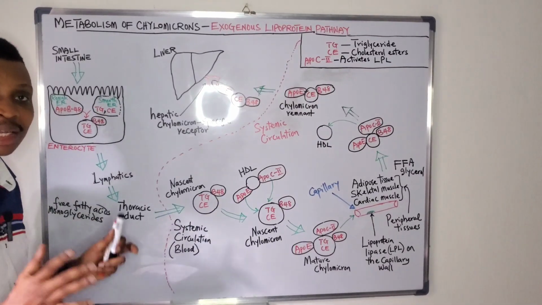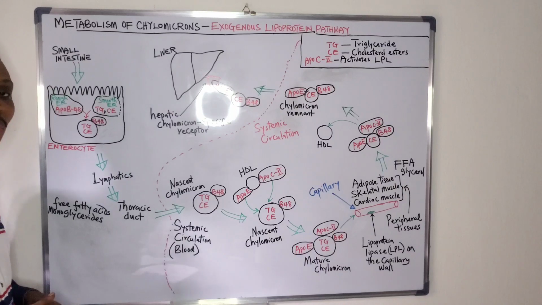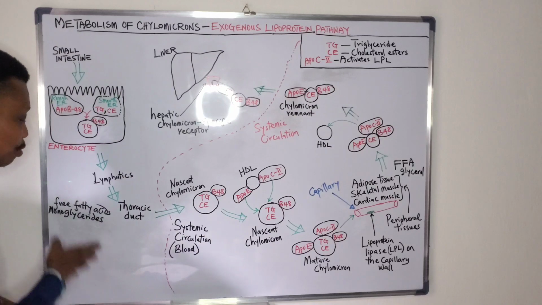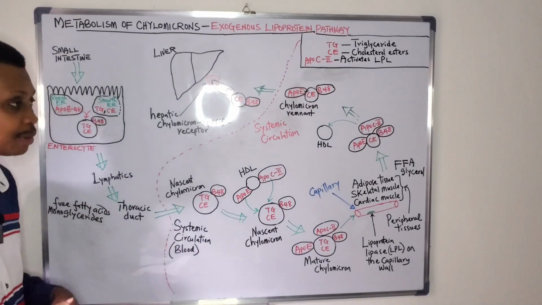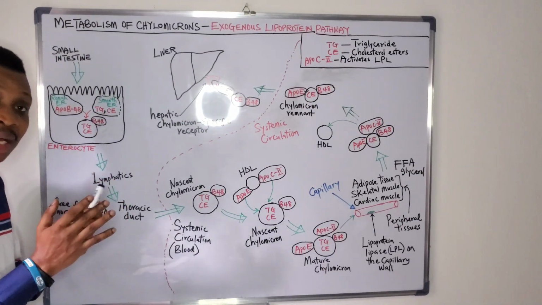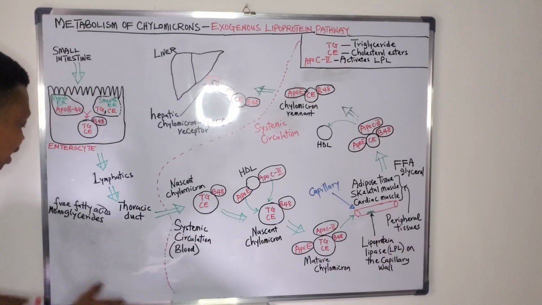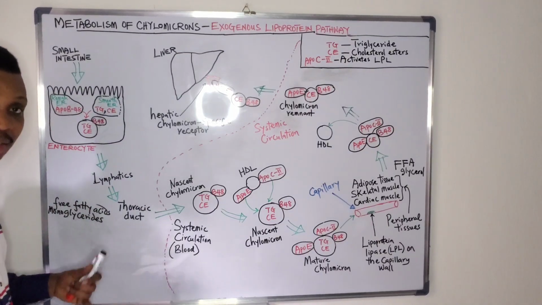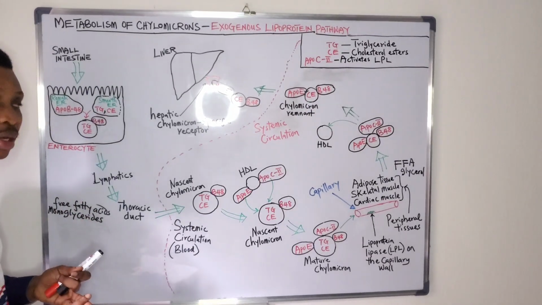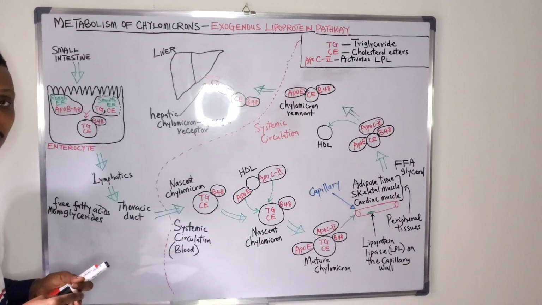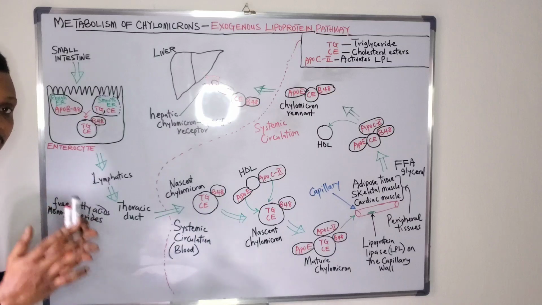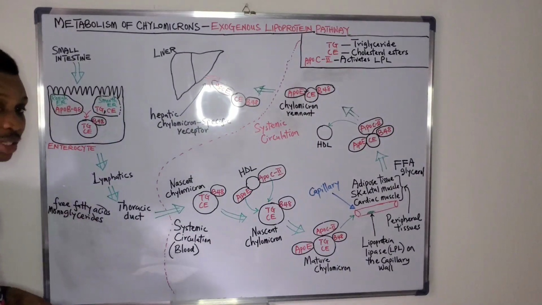So the action of pancreatic lipase on the fat droplets will convert these fat droplets of triglycerides into free fatty acids and monoglycerides. This occurs in the intestinal lumen. After free fatty acids and monoglycerides are obtained, these molecules, as well as the cholesterol obtained from the diet, are then absorbed by the intestinal mucosal cells, also referred to as enterocytes.